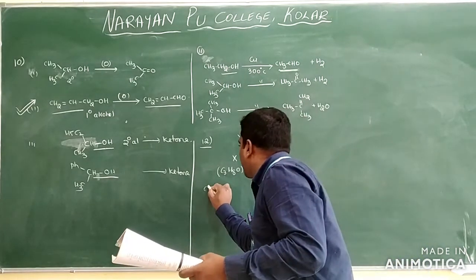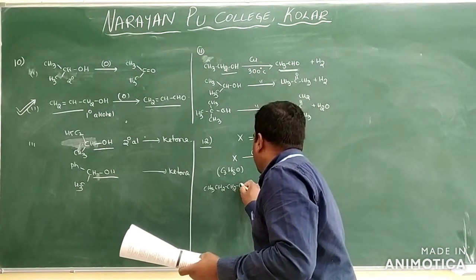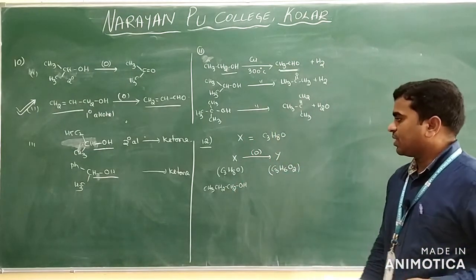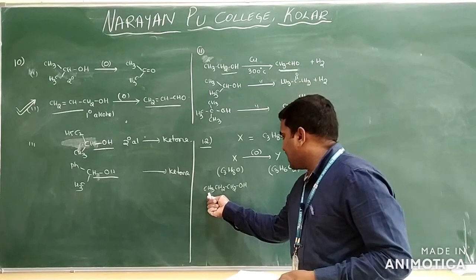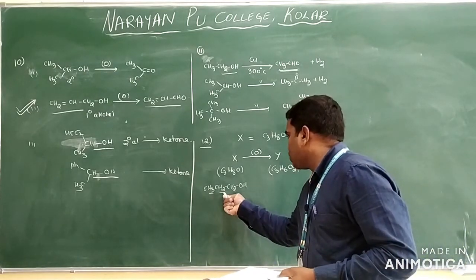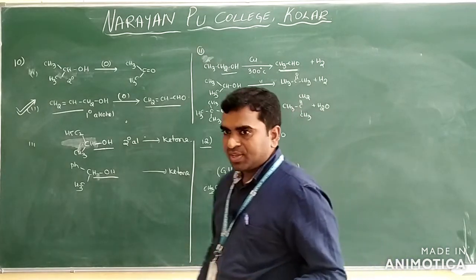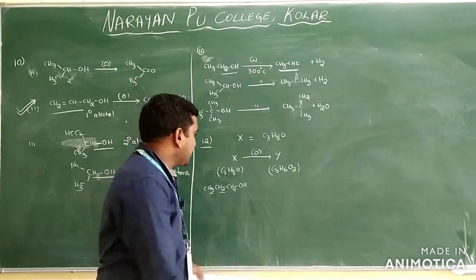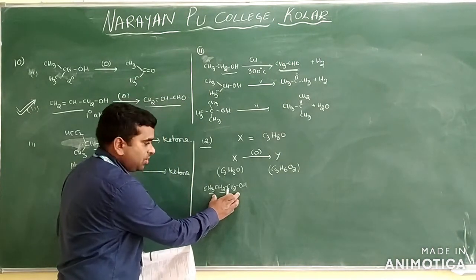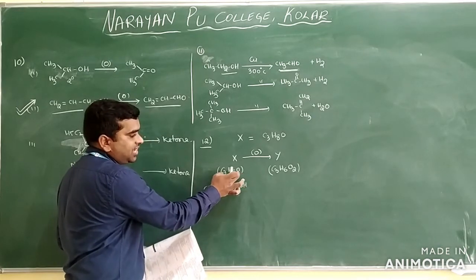C3H8O. C3H8O means, shall I write CH3, CH2 and CH2, OH? Clear? How many are there? 3 and here 2. Clear? 3 plus 2, 5, 5 plus 2, 7, 7 plus 1, 8. Clear? So why have I written this one? It can be secondary alcohol also. If I write secondary alcohol, if I put OH here, I will also get the C3H8O.